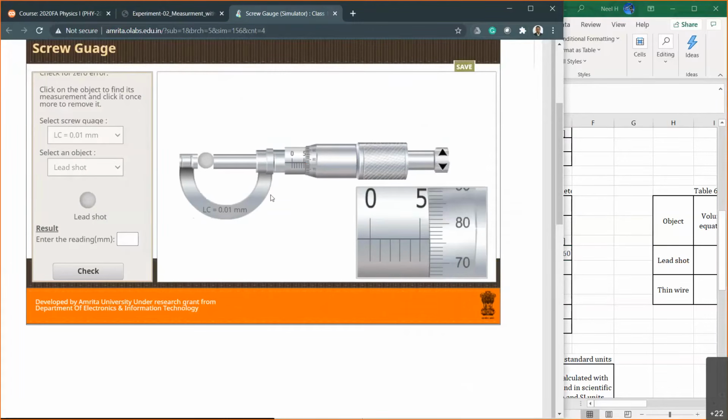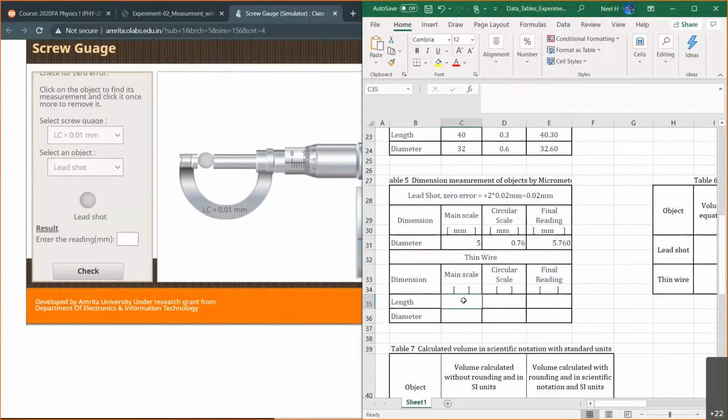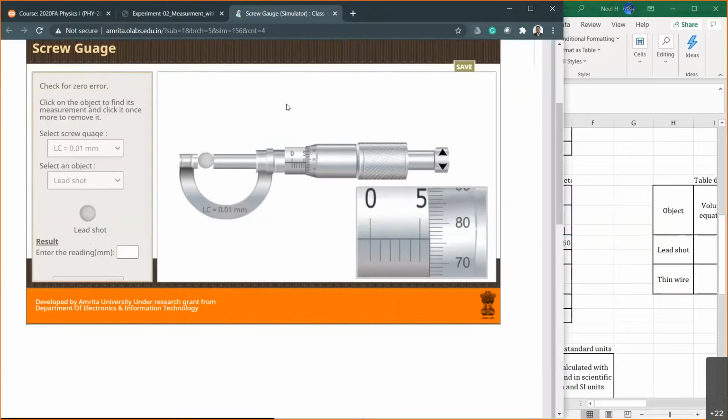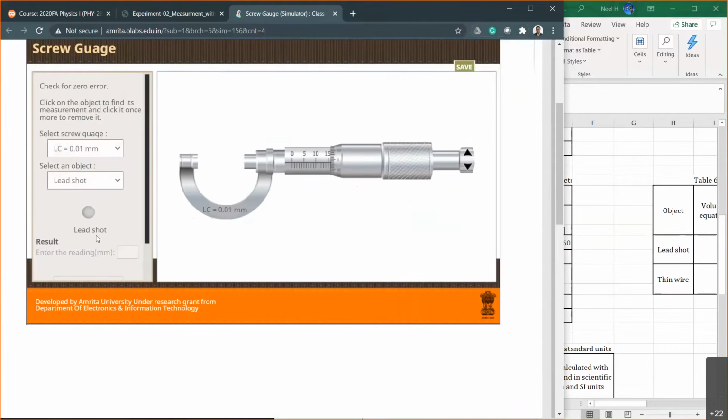Okay. Now this is a spherical, three-dimensional sphere, which means only one dimension, right? That dimension is the diameter. So we don't need to worry about measuring anything else. Instead, let's measure a different thing. Let's measure a thin wire. If you go into the selection tool right here, it says select an object. Before that you have to reset the simulator, then click on the object, and you can see you can measure different items, but we are not measuring all of them. We're going to measure at least one other object.